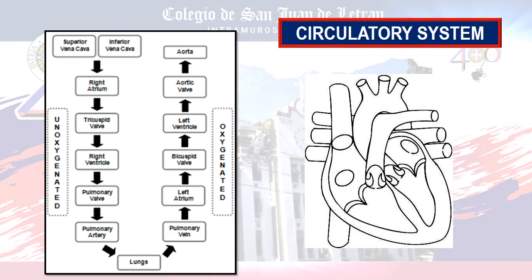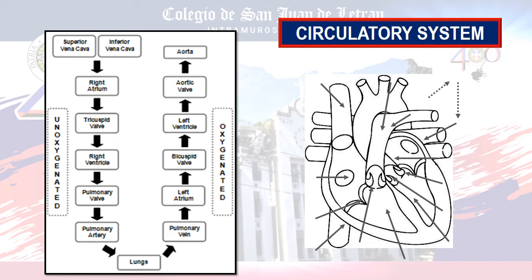The heart is divided into four chambers. We have the right and left atria, which are the receiving chambers of the heart, and the right and left ventricles, which are the pumping chambers of the heart. The left and right parts of the heart are divided by the septum.